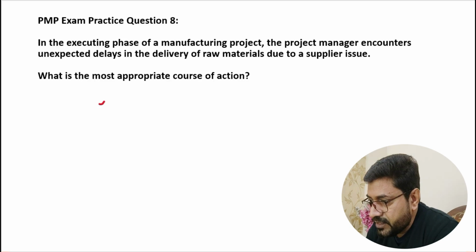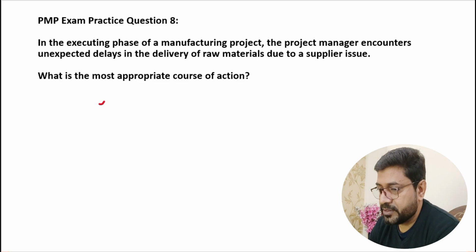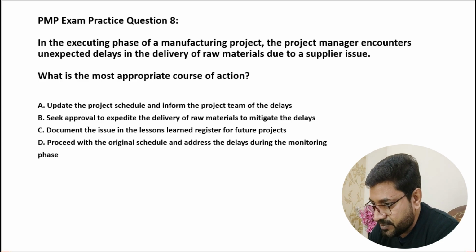In the execution phase of a manufacturing project, the project manager encounters unexpected delays in the delivery of raw materials due to the supplier issue. What is the most appropriate course of action for the project manager? Okay, let's look at the options. So here are the options. Now again, let's understand the question in a simpler language. So this is a manufacturing project and we are in the execution phase.